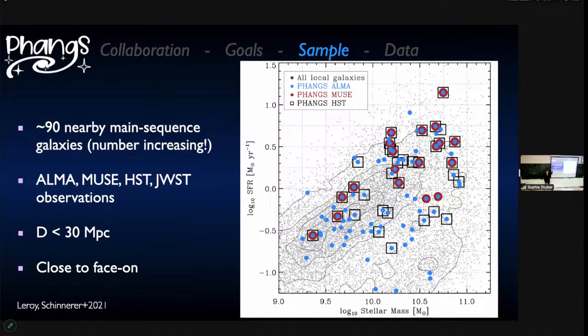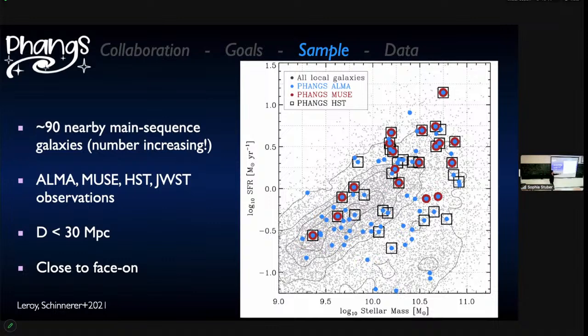And I'm quoting different numbers here because the number is increasing. So in my study, I'm using 90 galaxies, but actually I think the number is even above 100 by now, because there's more and more data sets in the archive that we can use to refine and dig up. So yeah, apologies if I say different numbers from time to time.